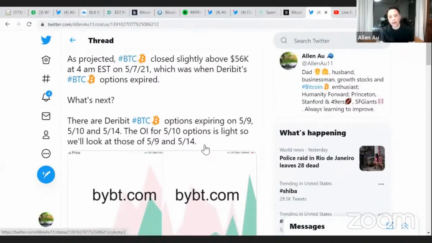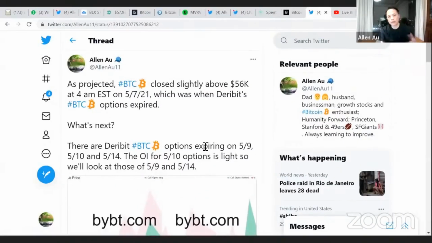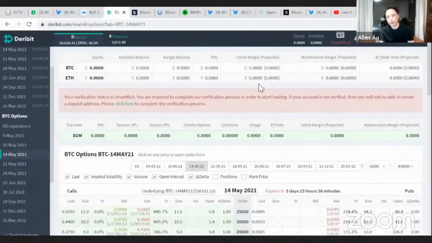So basically, first I want to introduce Deribit. Deribit is the largest BTC option exchange in the world, and the volume is a lot higher than CME, so I use that as my basis. You can go to their website and look at the options.